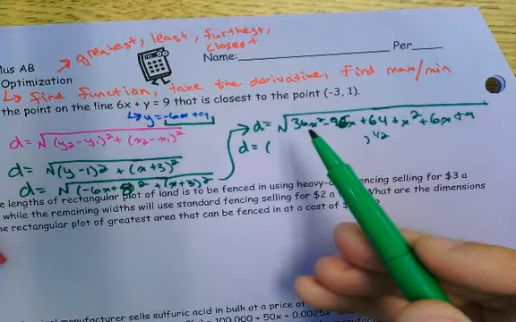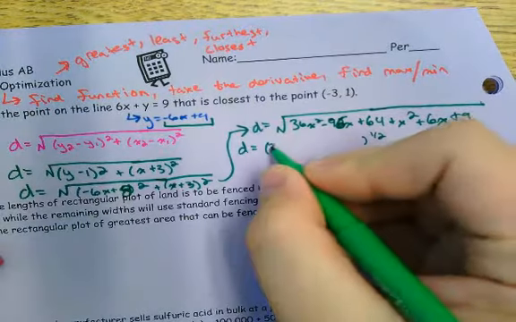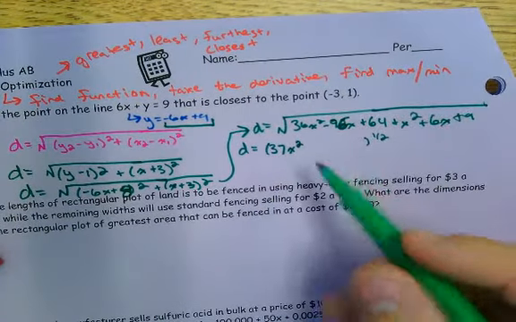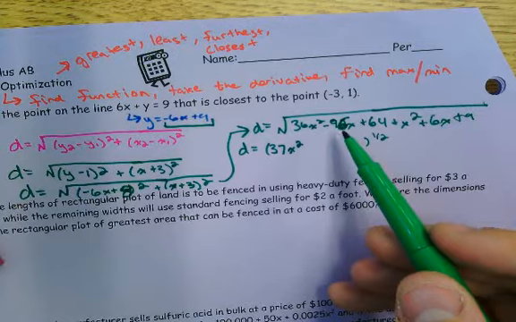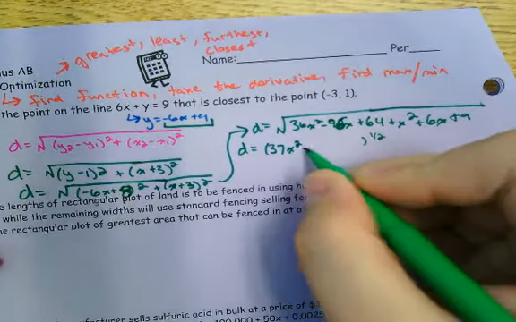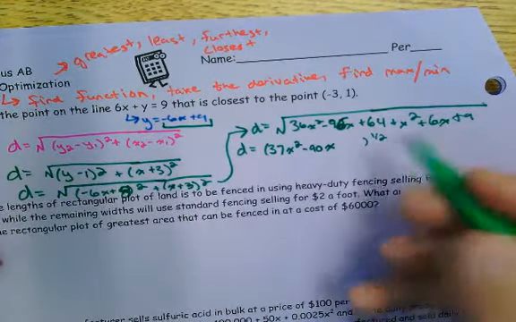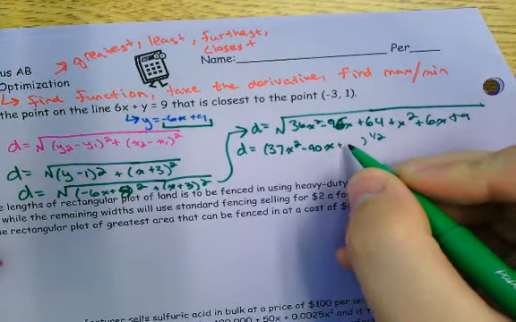Okay, let's go in order here. How many x squareds do I have? 37. I have 37 x squareds. How many x's do I have? Negative 90 x's. And how many numbers do I have? 73.